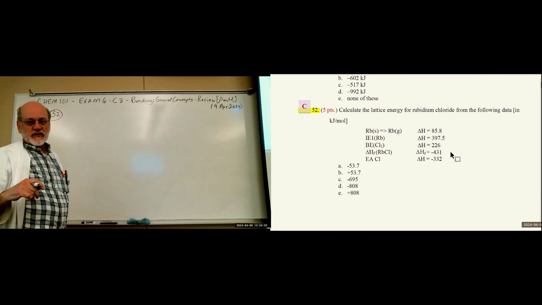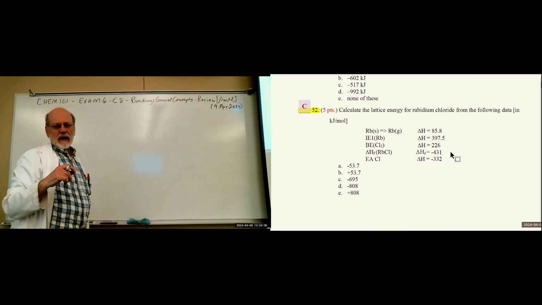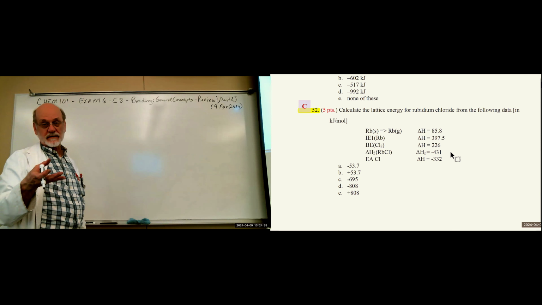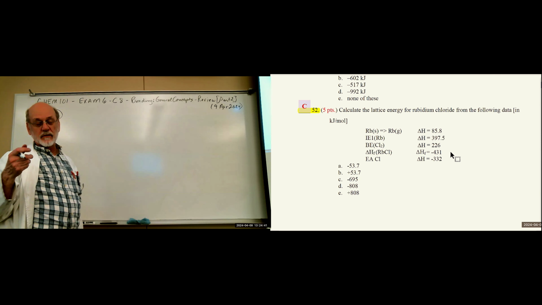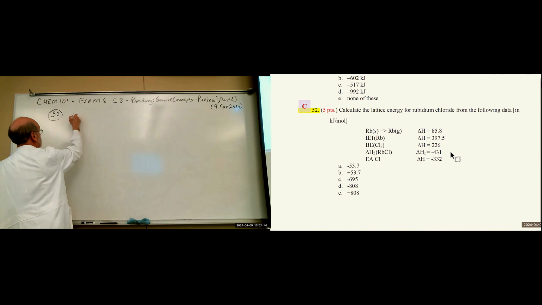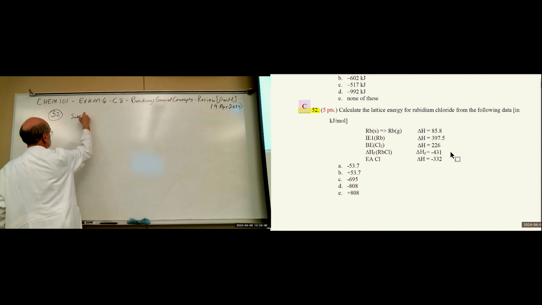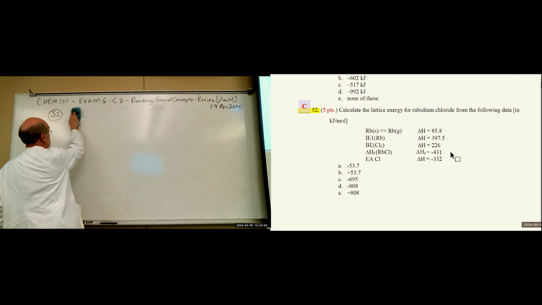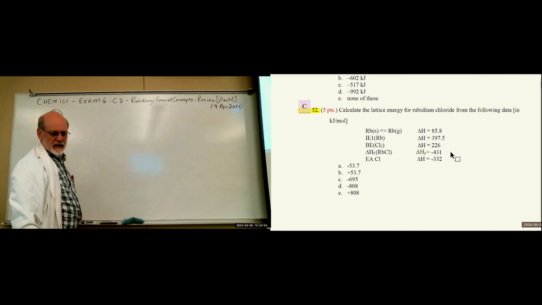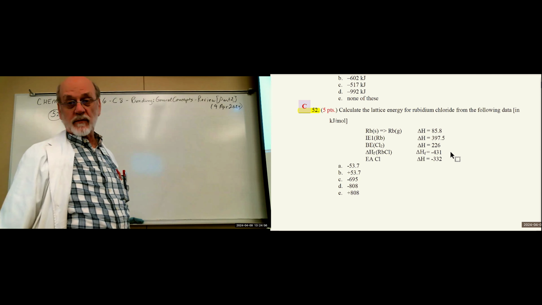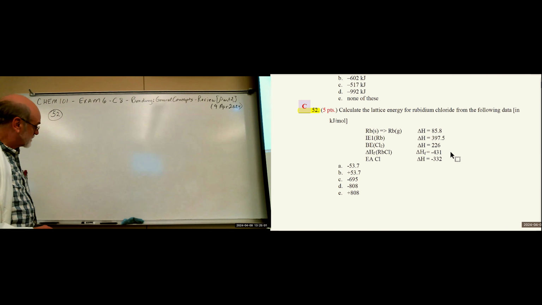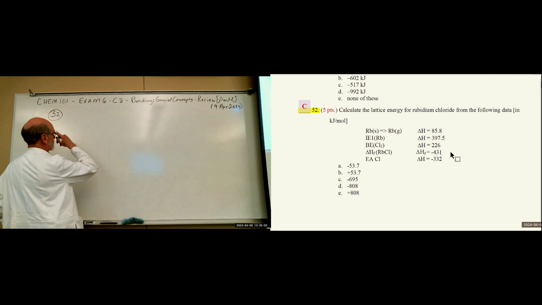So what do those abbreviations mean? Well, the first one doesn't have an identifying mark. Rubidium solid to rubidium gas is sublimation. So the first one is sublimation. Actually, not there. We want the target equation up here. We're headed for calculate the lattice energy for rubidium chloride from the following data. Okay, the lattice energy. What is the lattice energy?